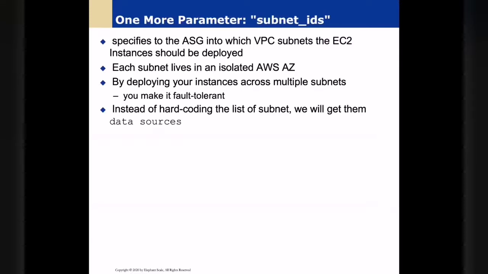Now, one more parameter, subnets ID. So far, we didn't use it because all of our instances were facing the public. But the subnet ID tells the ASG, the auto scaling group, into which VPC subnet it should be deployed. And then it will stay in this VPC so that nobody will be able to get to that from the outside, except by way of the elastic load balancer. So a better practice is to deploy in different subnets, and that will be fault tolerant, right? And then you can get which specific subnets from data sources.